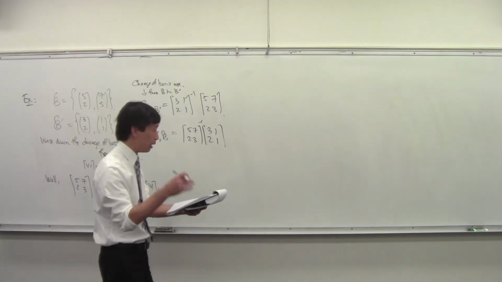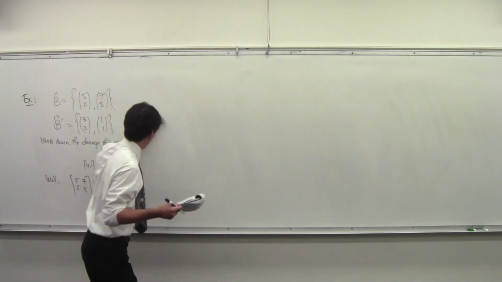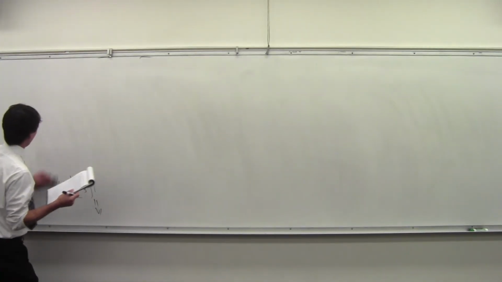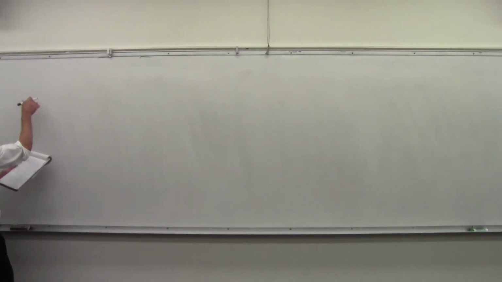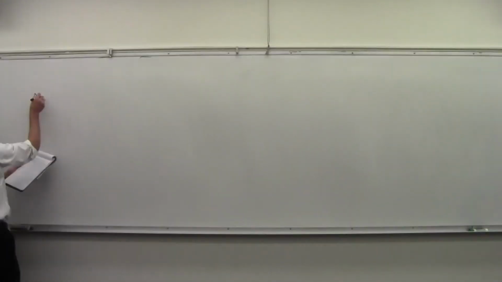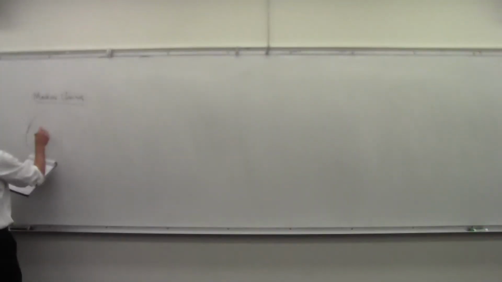Okay, so now maybe we'll do the example that I normally do at the beginning of why we might want to change coordinates at all. So we're going to do an example of something called Markov chains. So this is to model a system. Okay, so you've got the system where there's a city and there's a suburb.